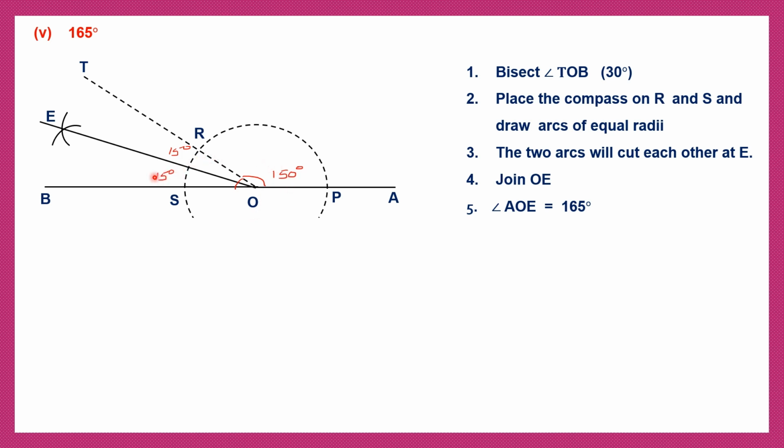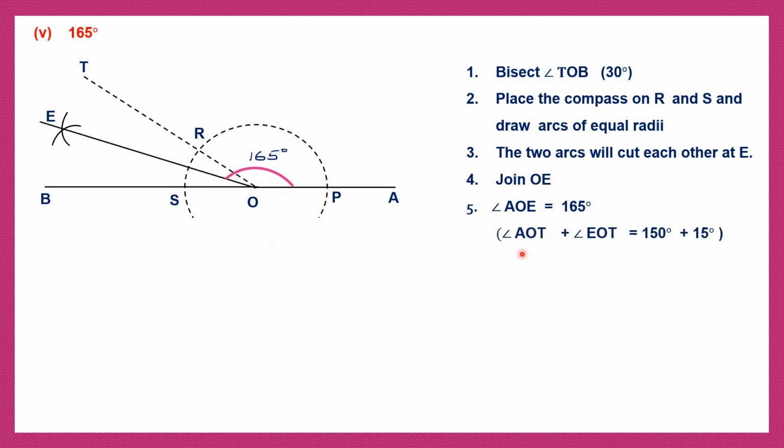We are not going to add this. Okay, we don't need that. We only want the other portion. So 150 plus 15 will give us 165. So angle AOE, that whole angle is equal to 165. So that is the angle, the pink one. That is 165 degrees.